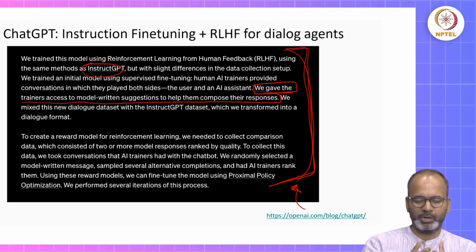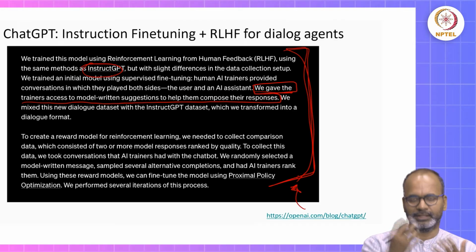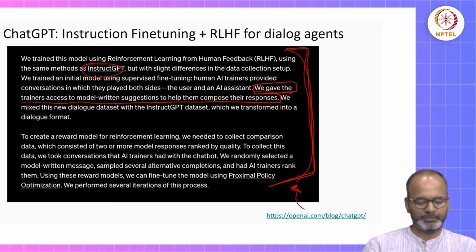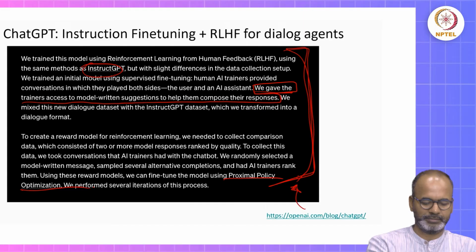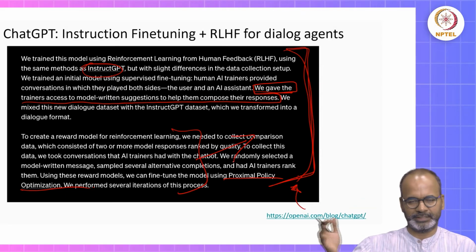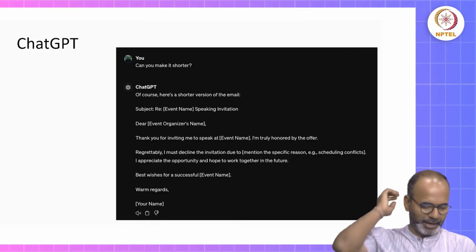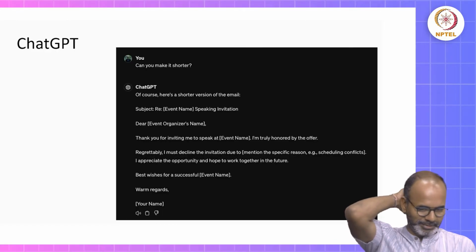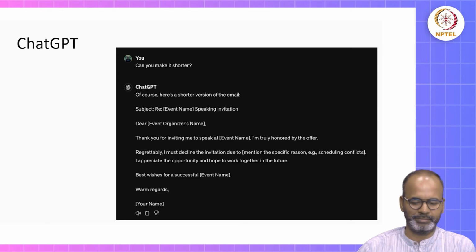To create a reward model for reinforcement learning, we needed to collect comparison data, which consisted of 2 or more model responses ranked by quality. This we have already seen, right? We already saw about PPO also. This part is basically how we saw in the image the step 3. So that's ChatGPT.